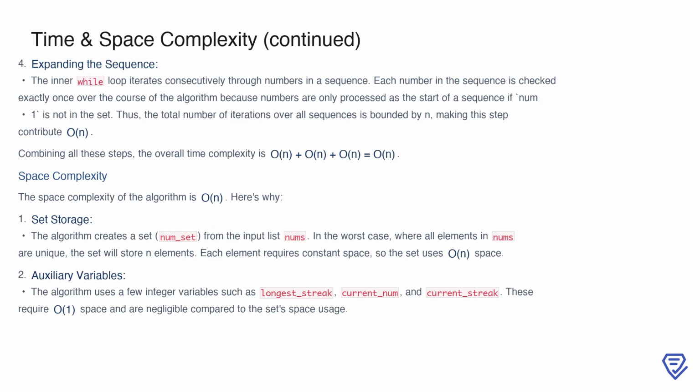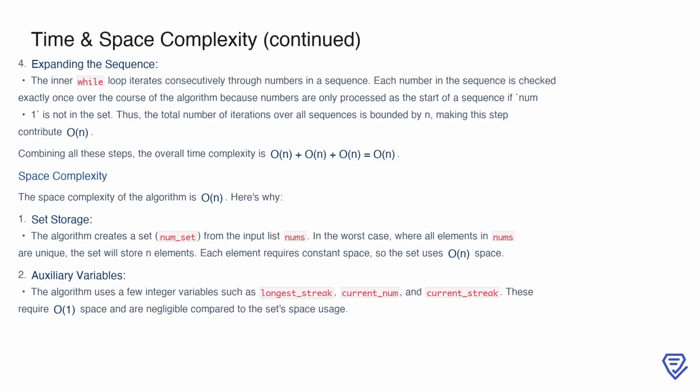Now let's analyze the inner while loop, which is responsible for expanding the consecutive sequence. This loop iterates through numbers in a sequence only once because the algorithm ensures each number is processed as the start of a sequence only if number - 1 is not in the set. This design means that even when expanding sequences, each number in the input is handled just once, contributing another O(n) to the time complexity. Adding up all these steps, set construction, iteration through the set, and sequence expansion, the total time complexity remains O(n) overall.